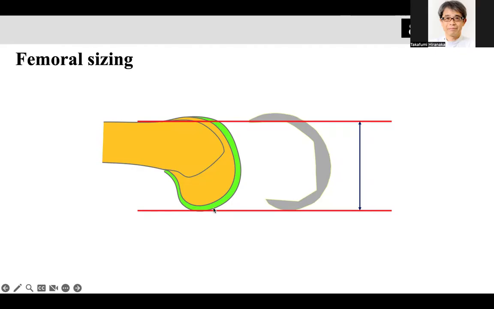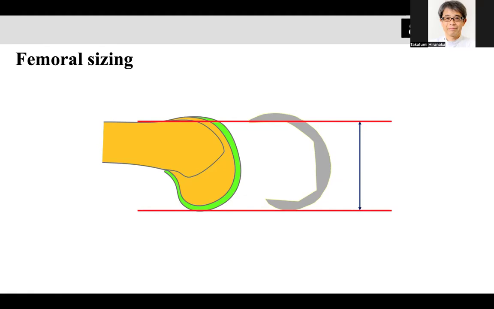the cartilage surface of the posterior condyle of the femur. So for all implants, the size of the femoral component is decided based on this distance. That means after implantation, the posterior edge, the lowest point of the posterior condyle, will be at the same level as before the implantation.